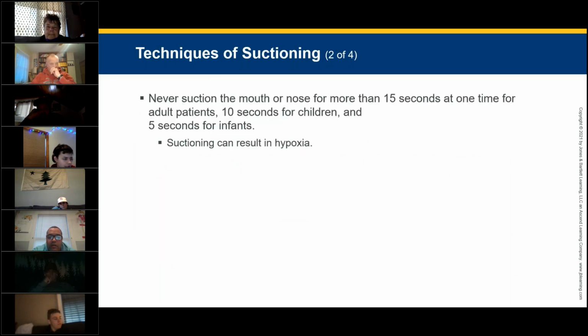Never suction the mouth or nose for more than 15 seconds at a time for adult patients, 10 seconds for children, 5 seconds for infants. Suction can result in hypoxia. You never want to touch the back of a patient's airway with the suction catheter. This can activate their gag reflex. That's why we're measuring. We don't want to be jamming that suction catheter way down their throat, activating their gag reflex, and causing them to vomit, filling their airway with vomit. It's defeating the whole purpose at that point.